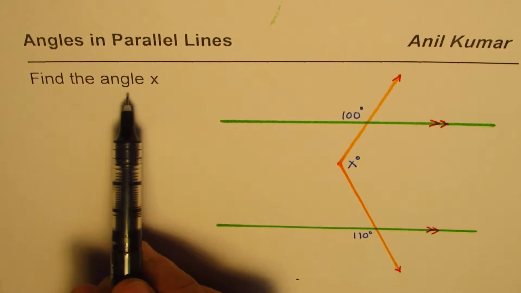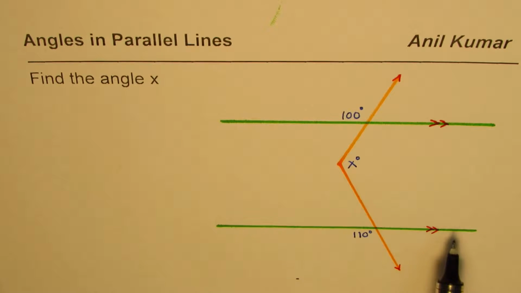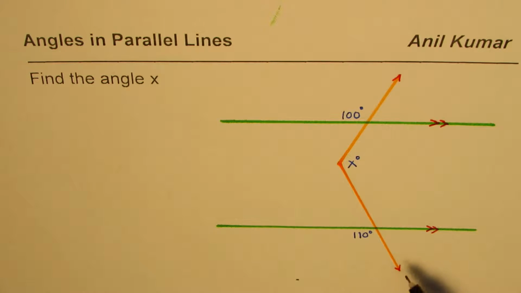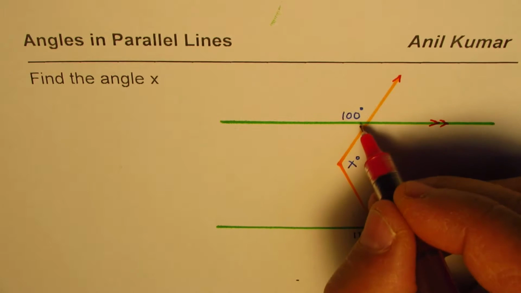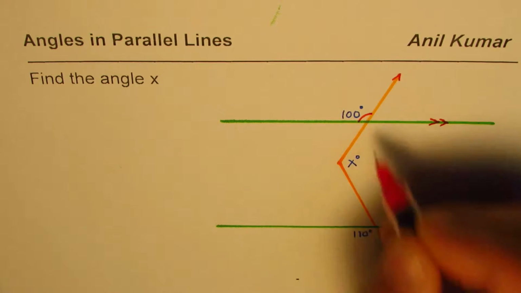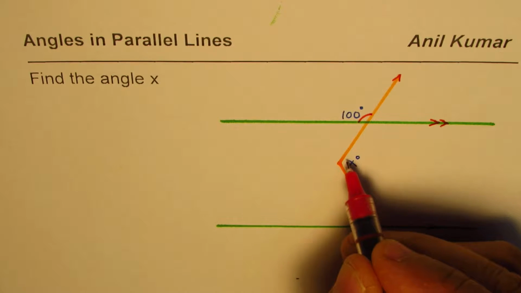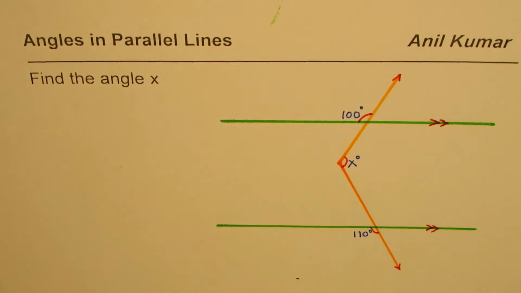We need to find the angle x in the given diagram. These are the two parallel lines, and this is kind of a transversal. This is also a transversal, and we are given a few angles. One of them is the angle which is 100. The other one is 110, and we need to find what this angle x is.